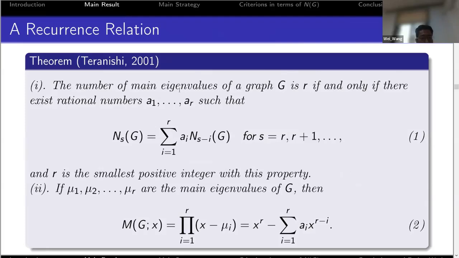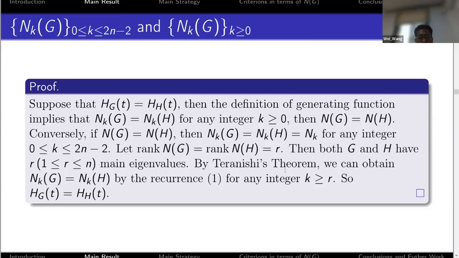It says the number of main eigenvalues of graph G is r if and only if there exist rational numbers a_1 up to a_r such that this equation holds. So basically, the recurrence relation. And r is the smallest positive integer with this property. And if mu_1, mu_2, up to mu_r are the main eigenvalues of G, then the main characteristic polynomial can be expressed in this way. So from this relation, we can give a very short proof.